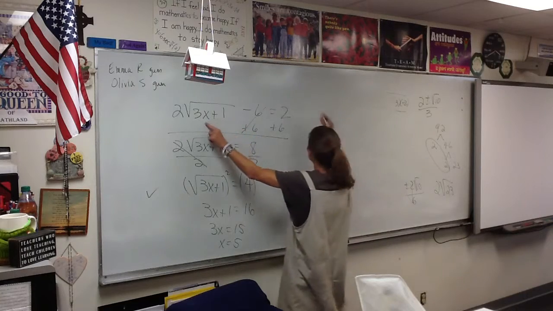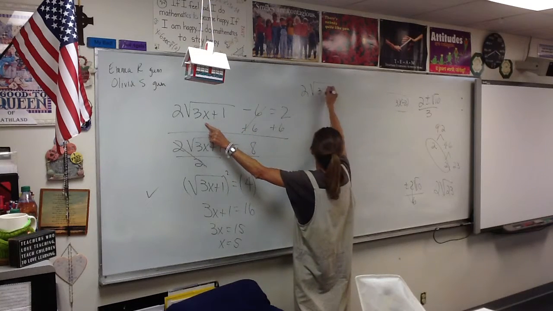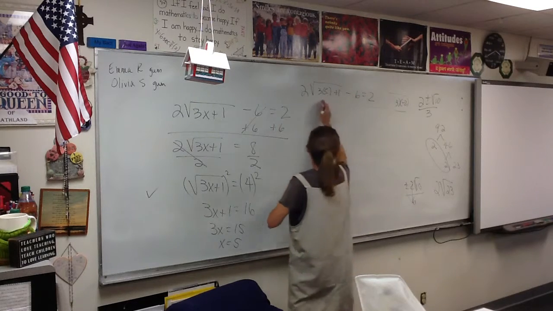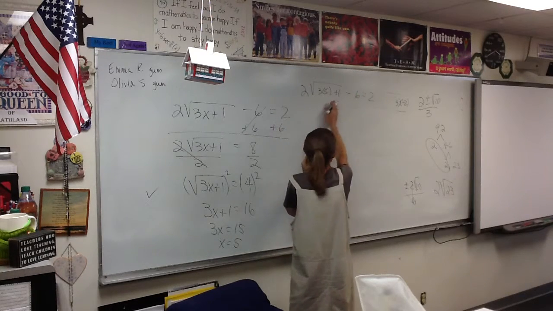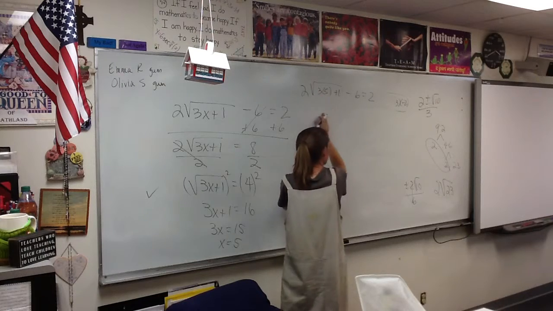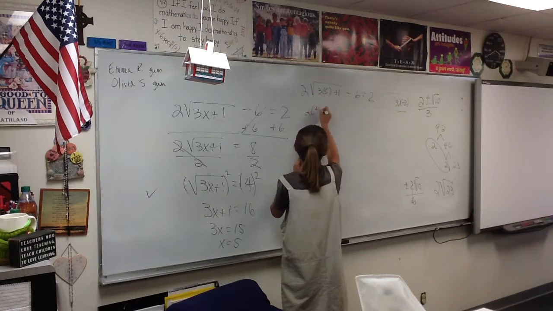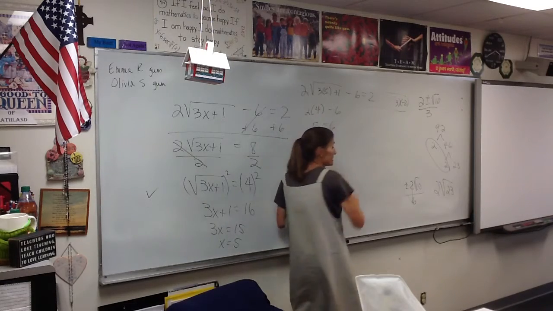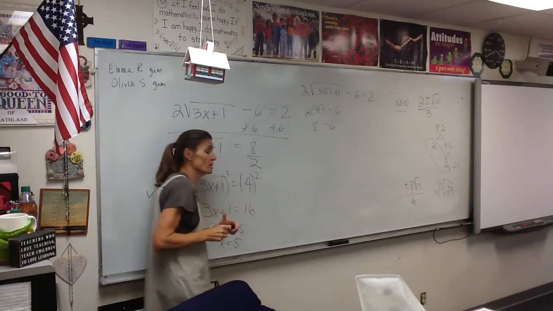So back into the original. What's 3 times 5? 15. Plus 1? 16. Square root of 16? 4. So I have 2 times 4 minus 6. What's 2 times 4? 8. Minus 6 is indeed 2. So it checks.